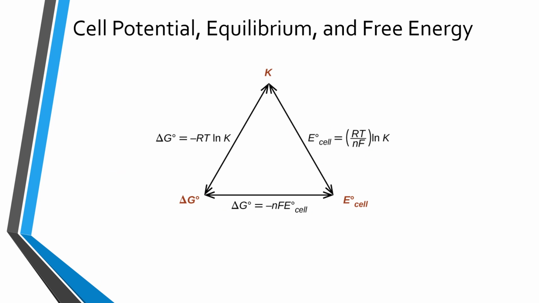Okay, so here what I've given you is a diagram that relates delta G to the equilibrium constant to cell potential. So this was the free energy equation we looked at last unit that relates free energy and the equilibrium constant. This is the equation we just worked with that relates the free energy to cell potential. And then this equation is the Nernst equation.